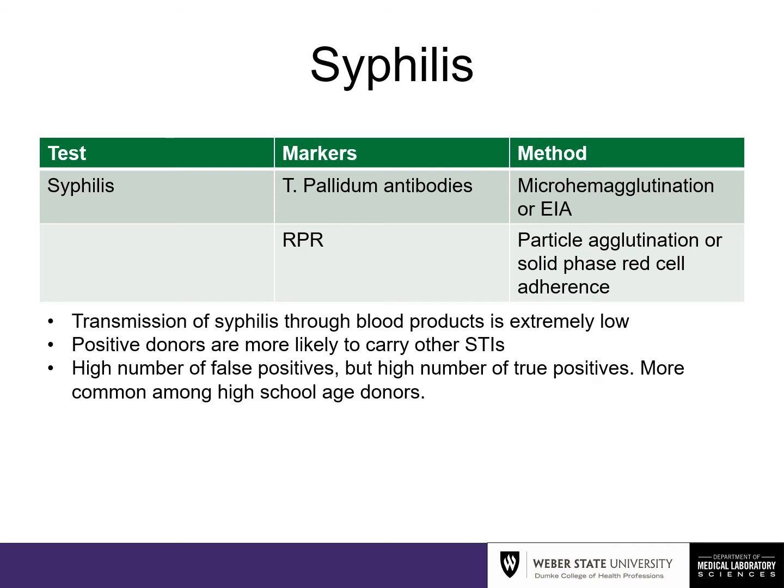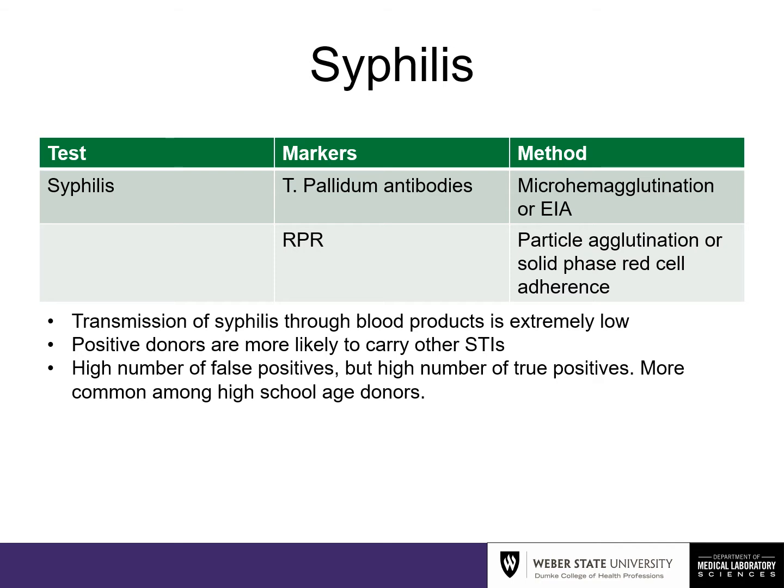All right, now we will start talking about donor unit testing for syphilis. When you test for syphilis, you can test for two different markers, either the T. pallidum antibodies to antigens marker, or you can test for an RPR, which is a rapid plasma reagin marker. The methods for each of them are different. For T. pallidum antibodies, you can either use a microhemagglutination method or an EIA, which is an enzyme immunoassay. For the RPR, you're either going to use a particle agglutination or a solid phase red cell adherence.